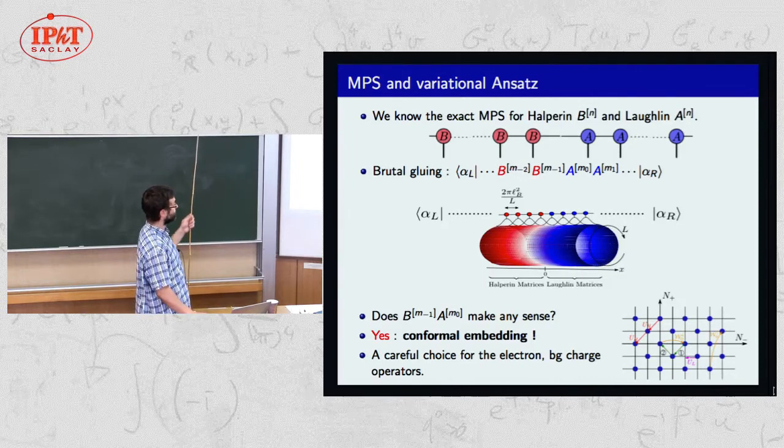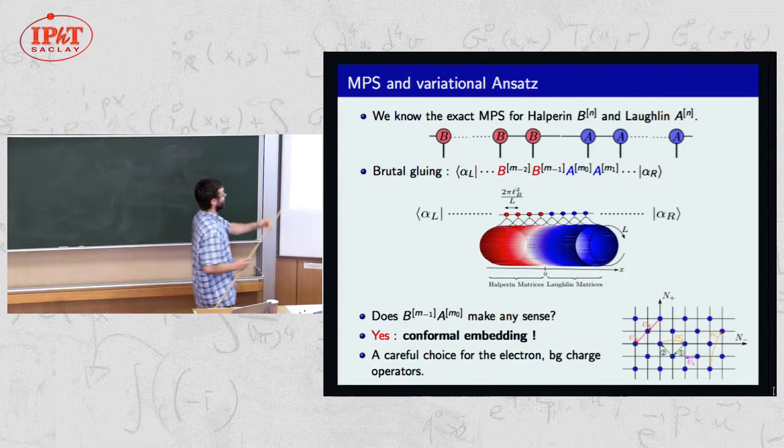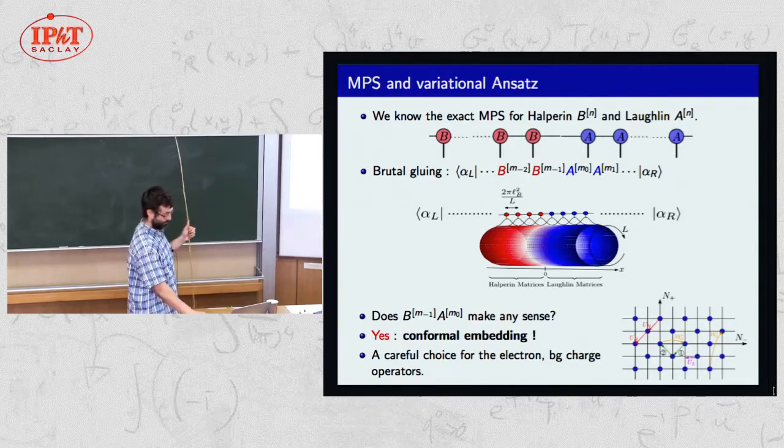I thought you had a smaller auxiliary space for Laughlin. Yeah. Basically, I put a big one everywhere, and I use only part of it.